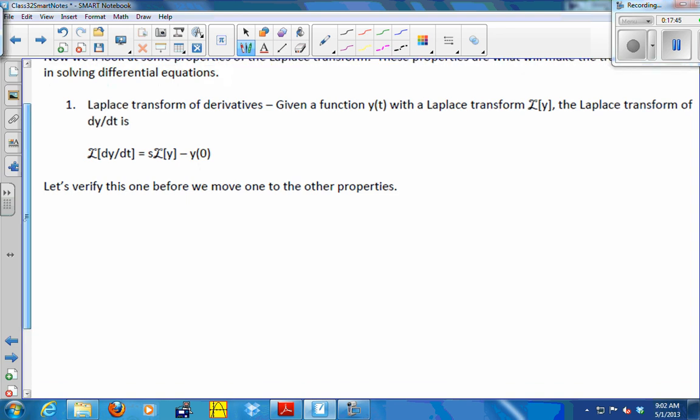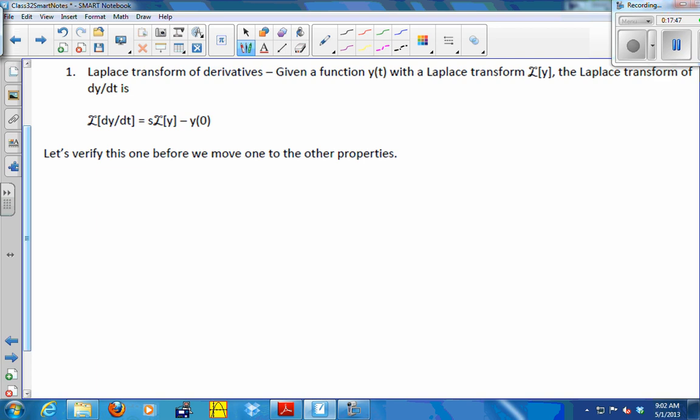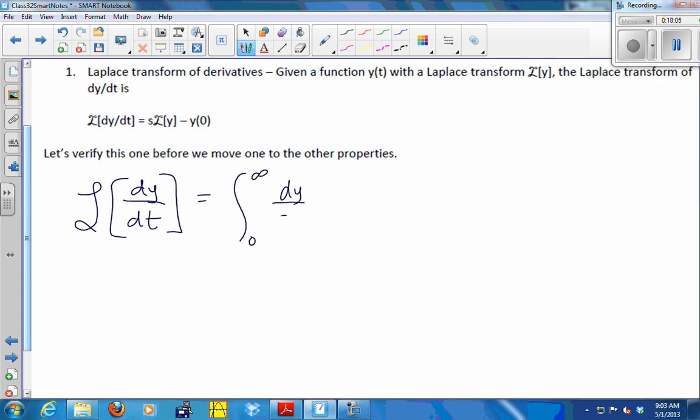Makes it a nice, easy algebraic problem instead of a differential equation. So let's see if we can show why this one is true, because it is unexpected. All right, so let's see. I want to take the Laplace transform of dy/dt. So you will use the definition of the Laplace transform. That means take the integral from 0 to infinity of dy/dt times e to the negative st dt.